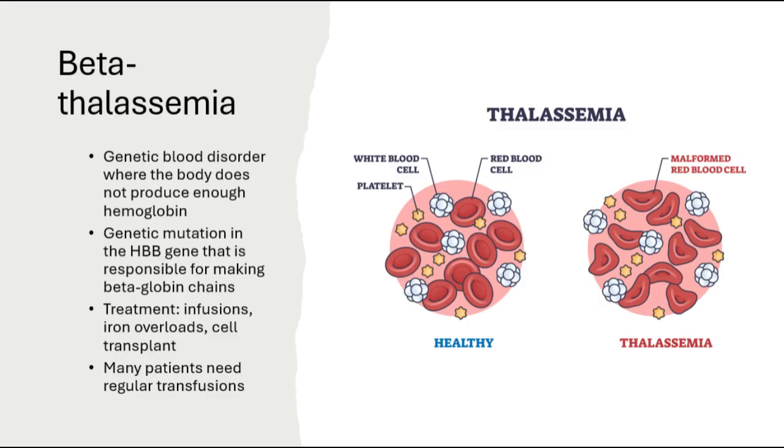Another blood disorder called beta thalassemia happens when someone's body does not produce enough hemoglobin. There is a genetic mutation in the HBB gene that causes the beta globin chains to be malformed in the red blood cell. Treatments for this disease include blood infusions, iron overloads, and stem cell transplants. Iron overloads is when they give patients a ton of iron, basically, to try and get their body to create more hemoglobin.